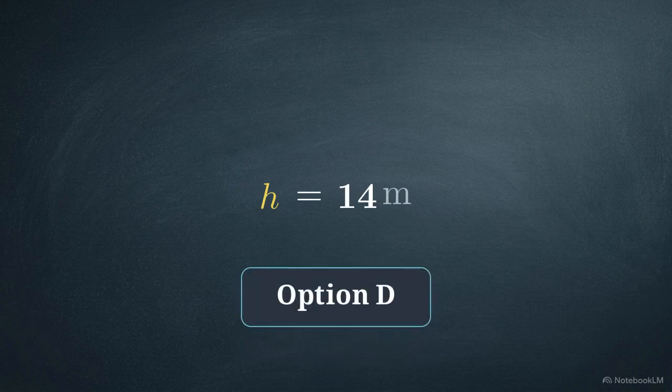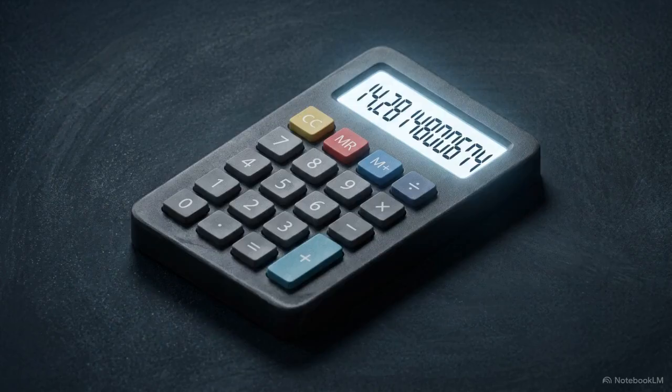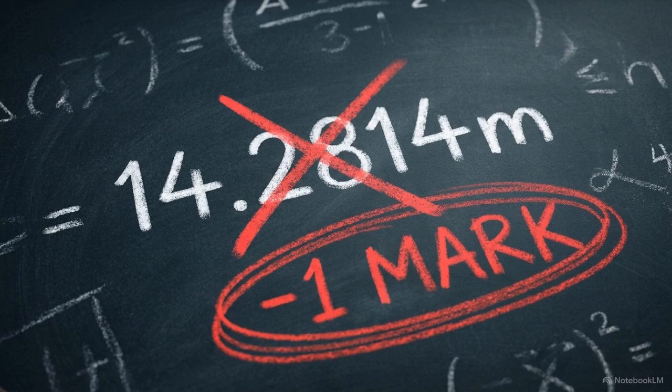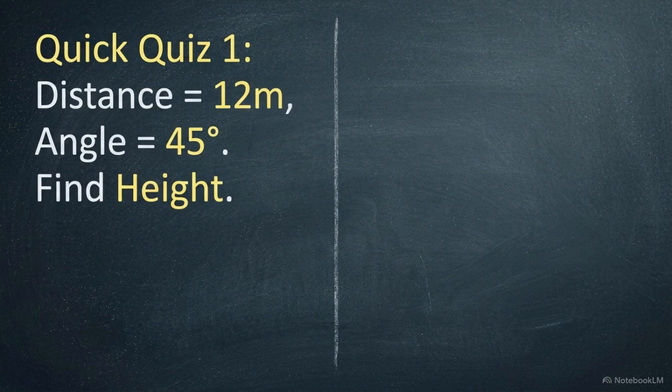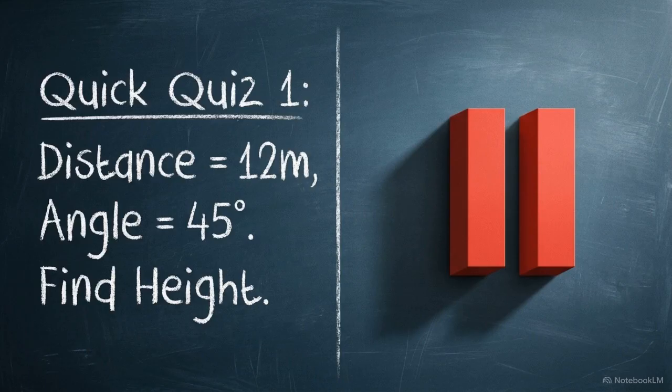That matches option D. Your calculator will always give you precise decimals, but if you ignore the rounding instructions in the final step of the exam, that precision will cost you the mark. Let us test this pattern. This screen shows a new problem, a horizontal distance of 12 meters and an angle of elevation of 45 degrees. Pause the video now, draw your triangle, and find the height.